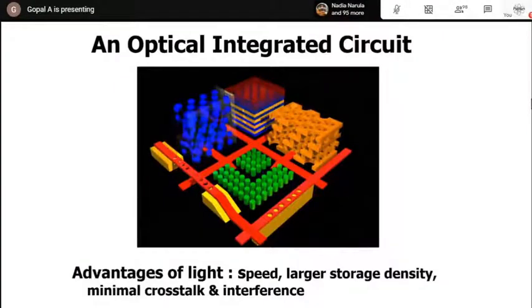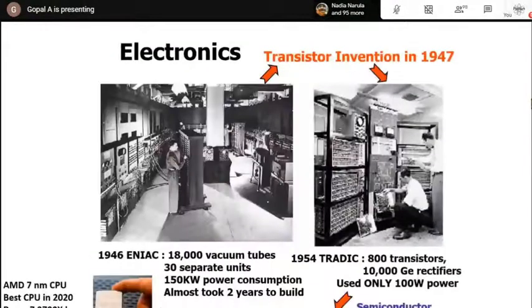So what is for the future? We are packing more and more transistors into our chips. Will it really increase the speed? Will we be able to increase the speed of computing with electronics forever? Maybe not. So what are the alternatives?